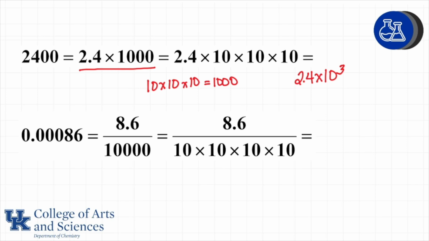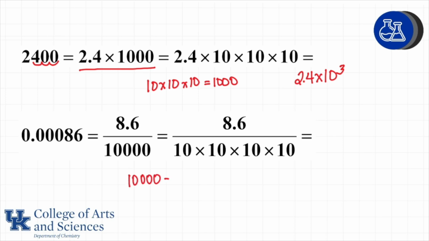If I go back and look at my original value and count over the zeros, what I'm going to see is I have 1, 2, 3 decimal places that I've moved over. So I'd have 2.4 times 10 to the third. Let's look at an example where we have a number less than 1. So we have 0.00086. That's equivalent to 8.6 divided by 10,000.